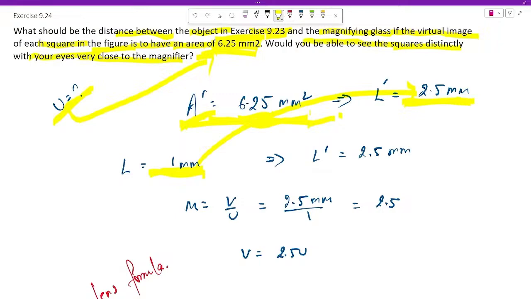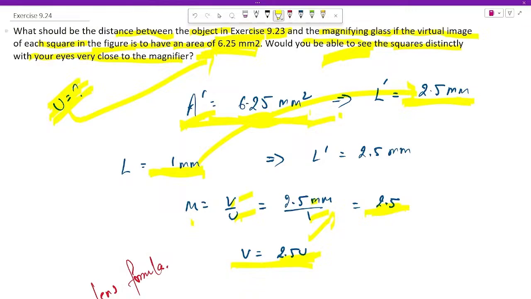So we see here that linear magnification is going to be V by U, which is the final length divided by the initial length, that is 2.5. So V by U would be equal to 2.5. Now we are desired to find the value of U. So we have got the value of V in terms of U. We can write V equals 2.5 U from this relation, and we know the focal length of this lens, which is 10 centimeter. So there is only one variable, that is U, to be used in the lens equation, and we can find out the value of U.